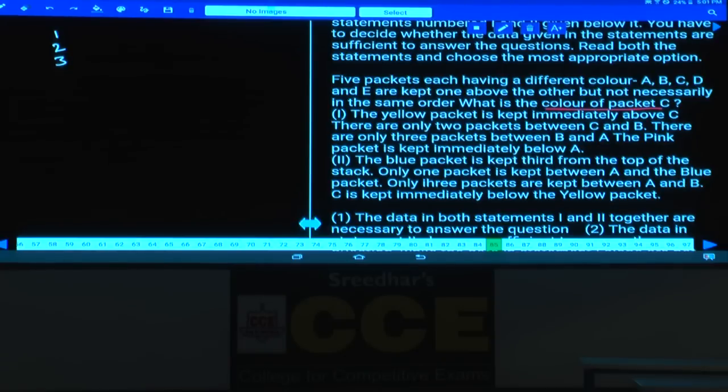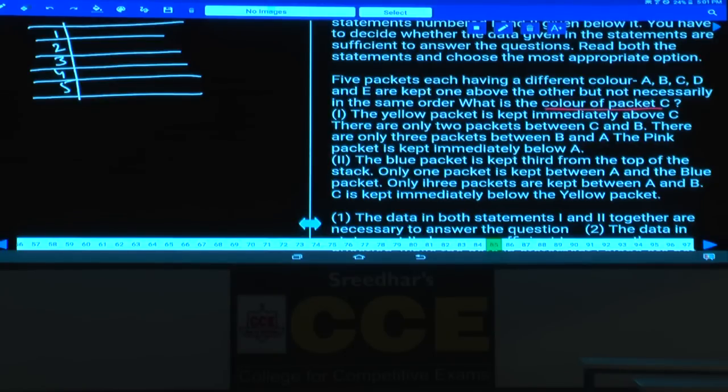Now these 5 packets were placed one above the other like this. We need to identify the color of packet C. Condition number 1: yellow packet is kept immediately above C. If C is here, yellow is immediately above C. There are only 2 packets between C and B. As there are only 2 packets between C and B, how many possibilities can we have? Can C be at this place or not? If C is here, then yellow will be here.